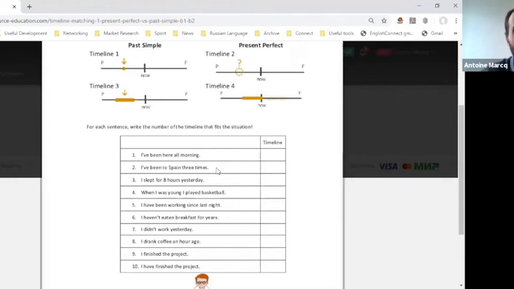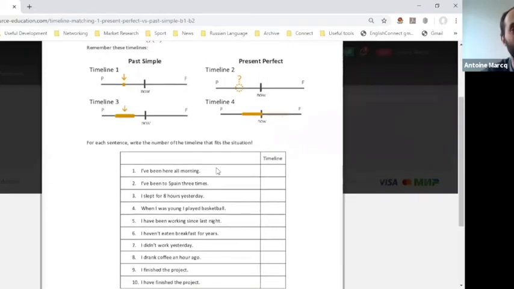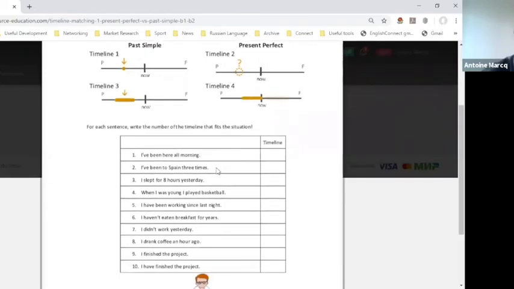I haven't eaten breakfast for years. Same thing, timeline 4. At one point, I stopped eating breakfast years and years ago, and I'm still not eating breakfast now. I didn't work yesterday. Timeline 1. I drank coffee an hour ago. Timeline 1. I finished the project. Timeline 1. I have finished the project. Timeline 2.